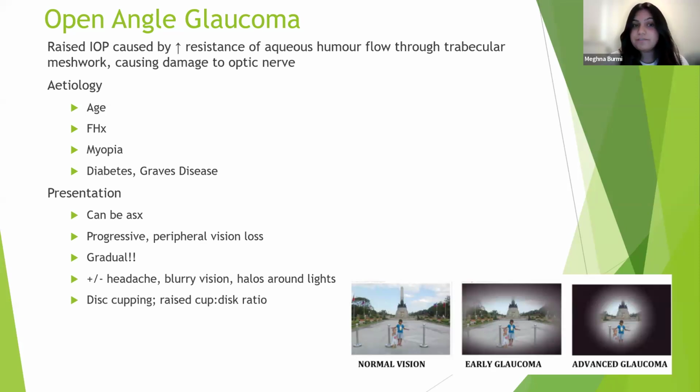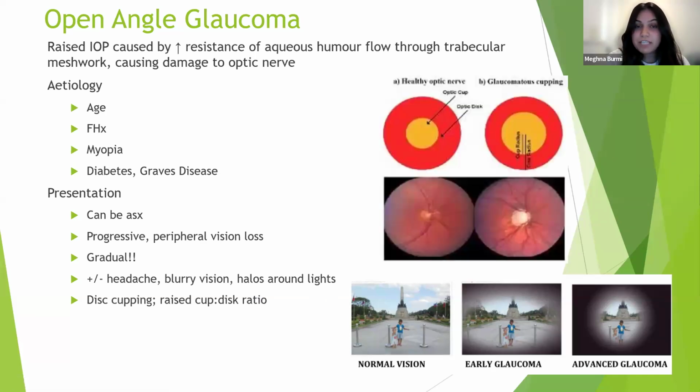Patients might not notice it for a long time because it's progressive peripheral vision loss, very slow and gradual. So a patient might not realize that they're losing their peripheral vision until it's quite compromised, right? So it can be asymptomatic initially. The patient might report headaches or blurry vision, halos around lights. And when you take a look inside at the back of their eye, you might see this disc cupping phenomenon.